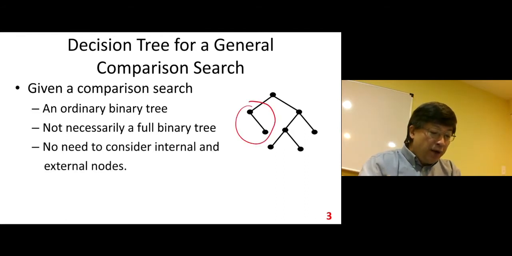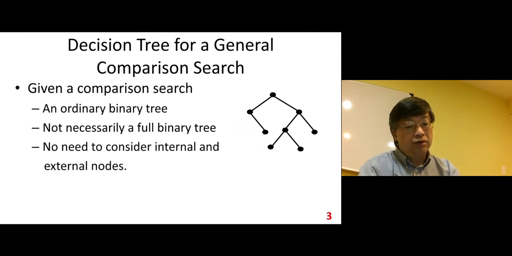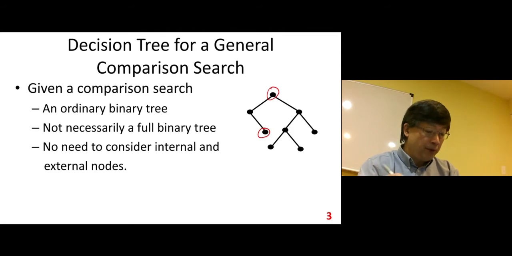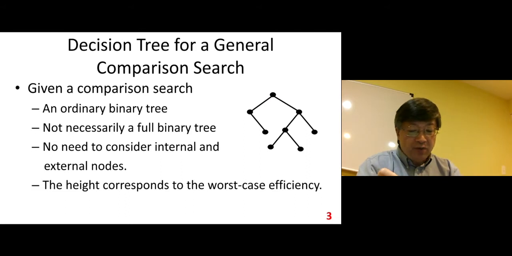Look at here. No need to consider internal and external nodes. We do not need to separate internal and external, so they have the same status. This is not like comparison sort, where the status of internal and external nodes is different. Here the status of internal and external is the same. The height corresponds to the worst case efficiency. This statement is still true.